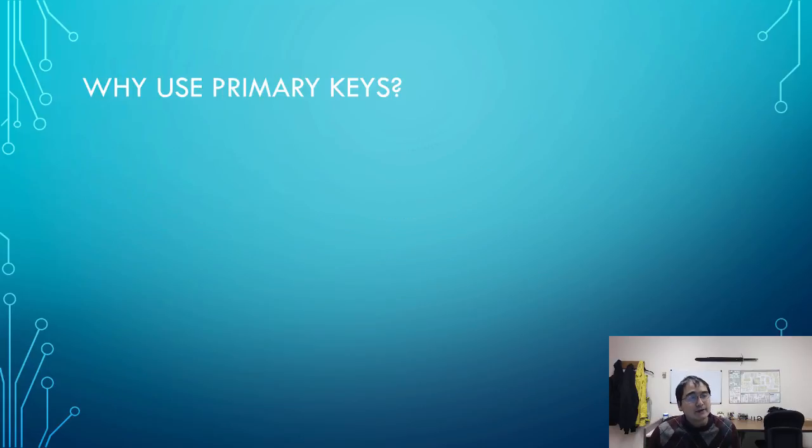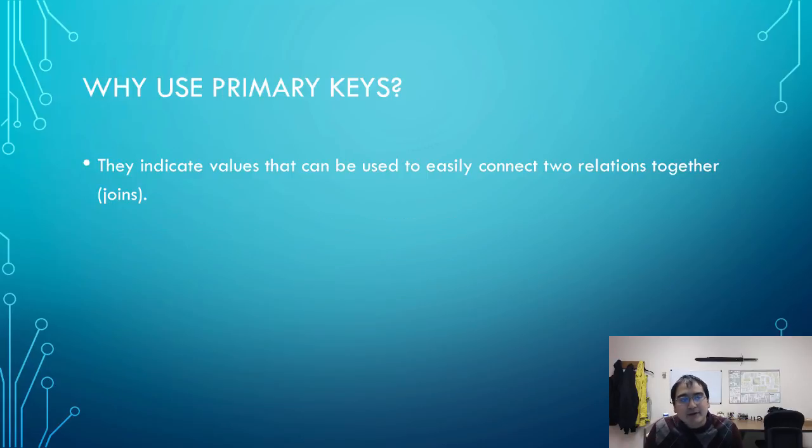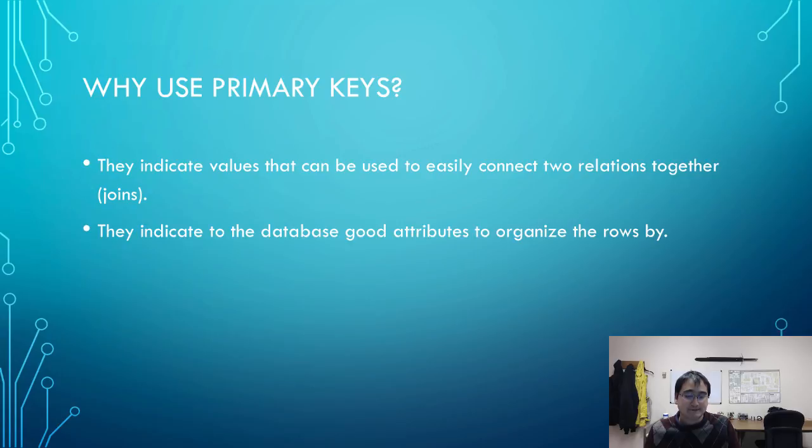And so why do we use primary keys? The primary reason is you can join two relations that both have primary keys together more easily than by specifying particular columns that link up these two tables. Once again, we'll come back to this in a bit.